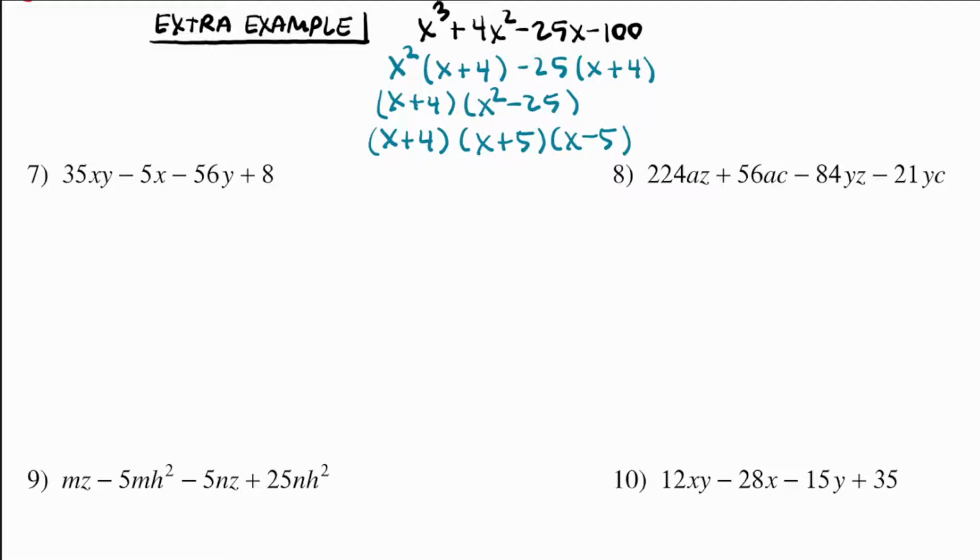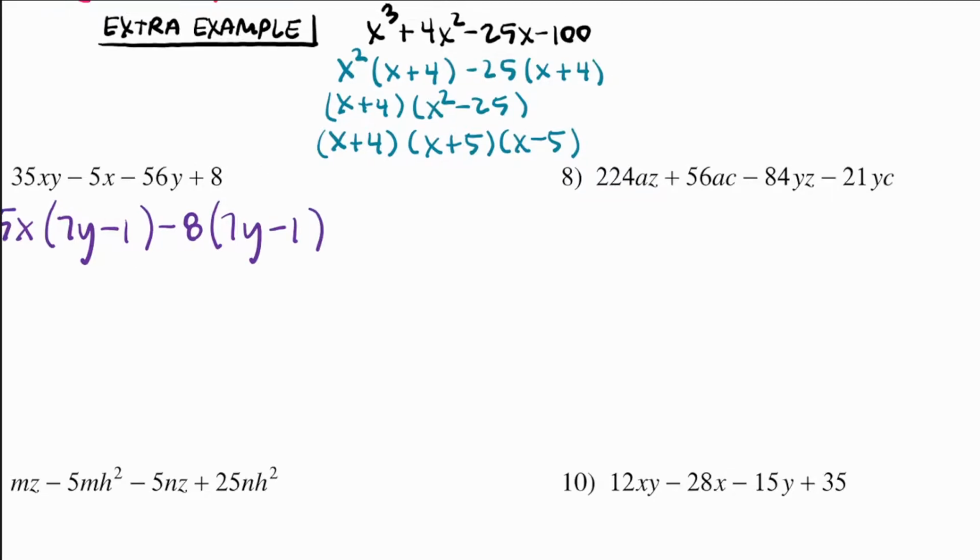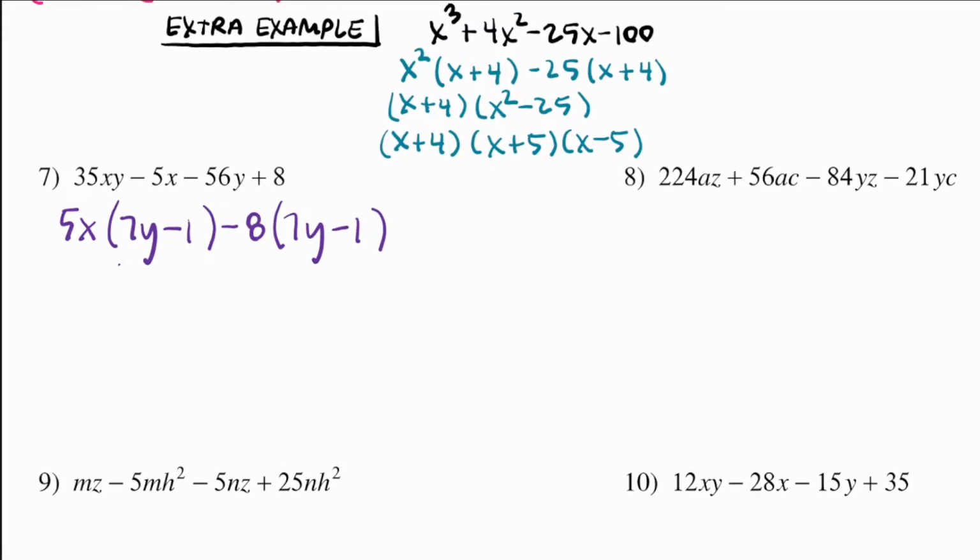All right, so what's common to 35xy and negative 5x? Well, a 5 and an x. What do I multiply that by? That would be a 7y and a negative 1. And then negative 56y plus 8, I can factor out an 8, but I should probably factor out a negative 8, so I'm left with a 7y and a negative 1. And then, if you just have faith and factor on the first two and the second two and do it right, then these aren't actually that bad, right? Because they're carefully chosen so that they work out. So 7y minus 1 multiplied by 5x and a negative 8.